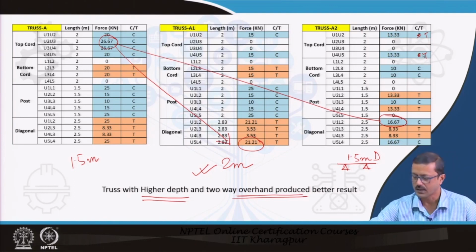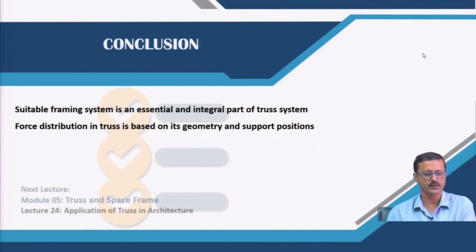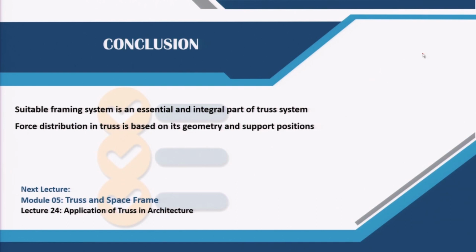So, that is all for this particular lecture. I have taken the reference of those books to prepare this particular lecture, and from the conclusion point of view, I must say that the suitable framing system is essential for any truss design, and it is an integral part of the truss system. We have seen the different type of the system like purlins and the diagonals are required to make the integrity of a system of the truss.